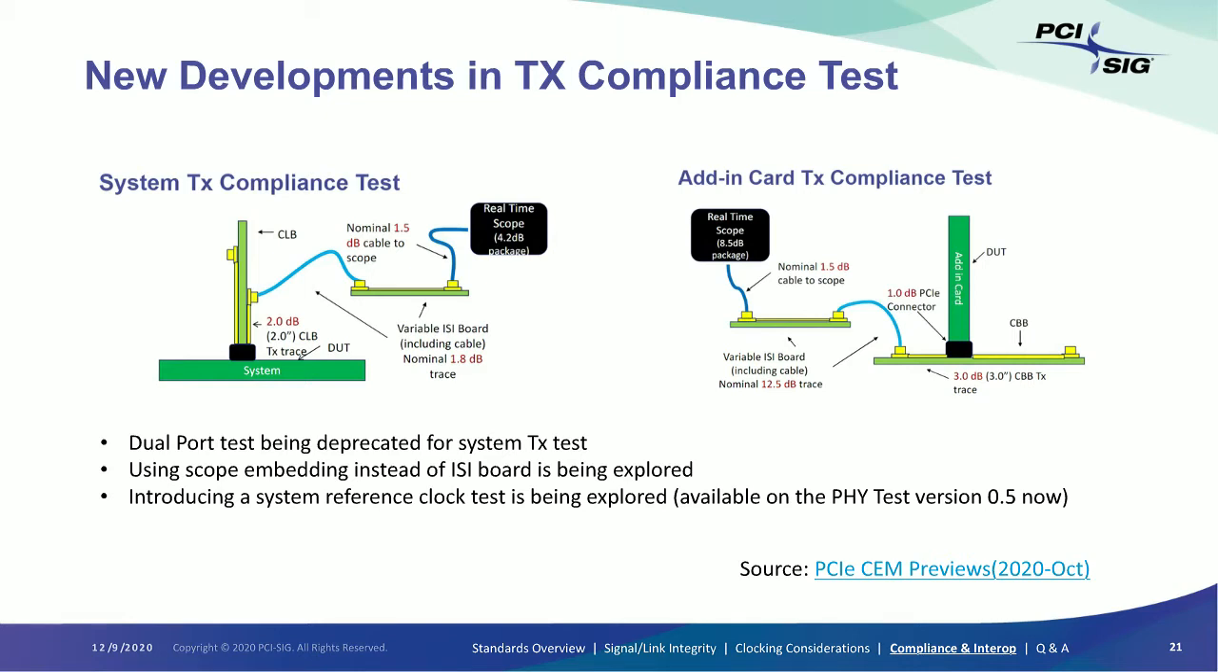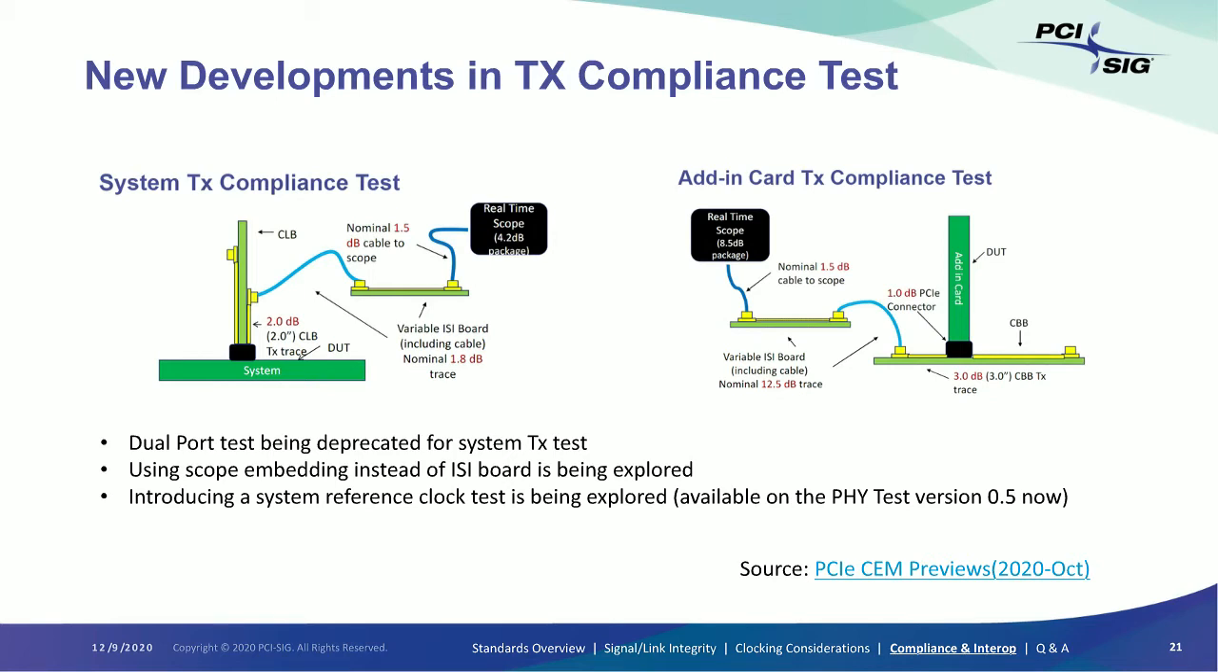As Casey showed previously, the total budget of 36 dB can be broken up into different components. So if you're in the add-in card compliance test, you have 9 dB for the add-in card itself, and then the individual components from the connector and the compliance baseboard all the way to the real-time scope are taken into account to provide that maximum channel. And recall that this path has to have at least one transmitter EQ preset that meets the eye height and width requirements.